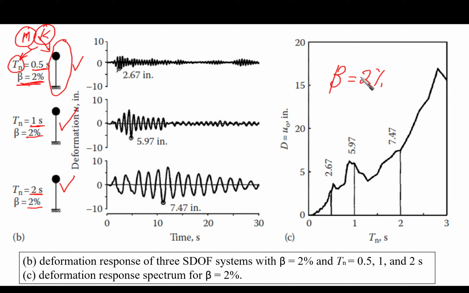Okay, so this is what we are doing. This response spectrum is only for a damping ratio of 2%, as it is mentioned here. First, for the first single degree of freedom system, we are going to make a linear time history analysis, and we are going to check what the response is here.